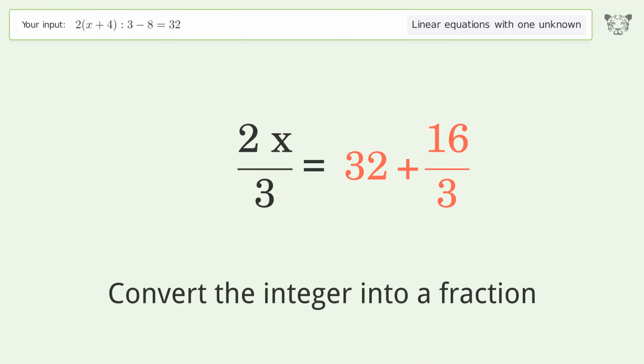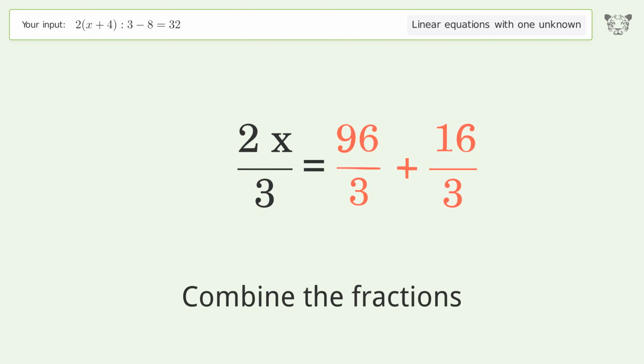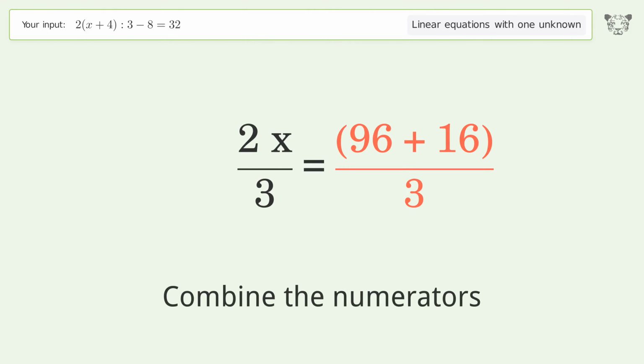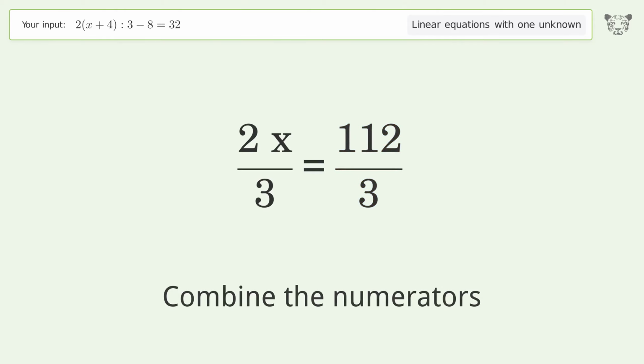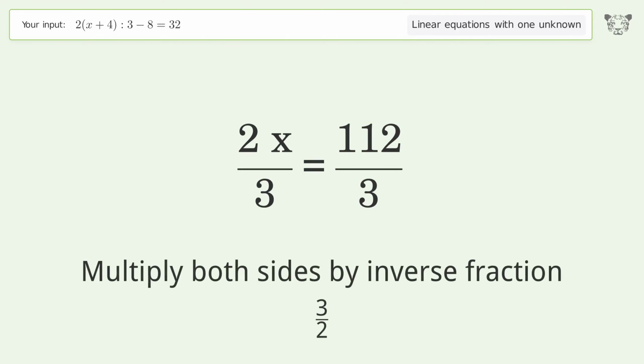Convert the integer into a fraction. Combine the fractions. Combine the numerators. Isolate the x. Multiply both sides by inverse fraction 3/2.